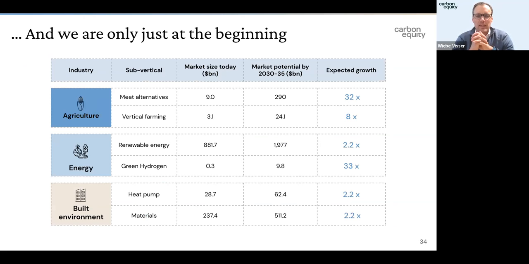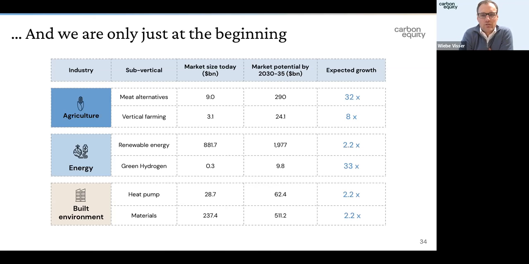Like I said, we're just at the beginning. I think, yes, the market is sizable, but not nearly as sizable as it needs to be to get to net zero. So if we, for example, would zoom into meat alternatives, this is already a relatively sizable market, 9 billion today. But by 2030, 2035, it's estimated to be 290 billion. So that's a 30-fold increase versus where it is today. A lot of room to grow.